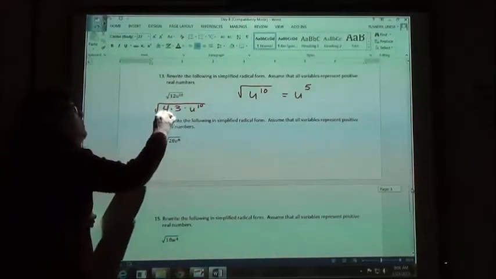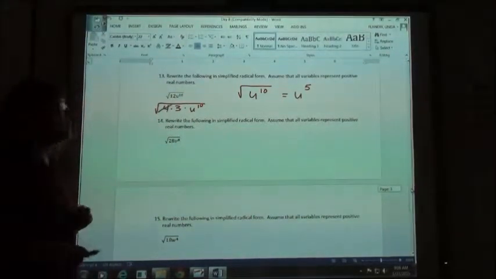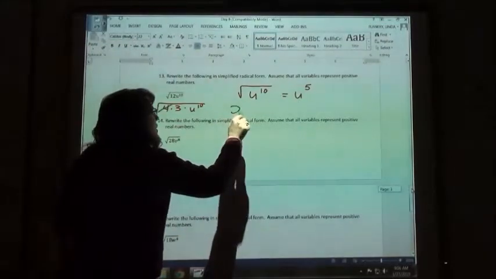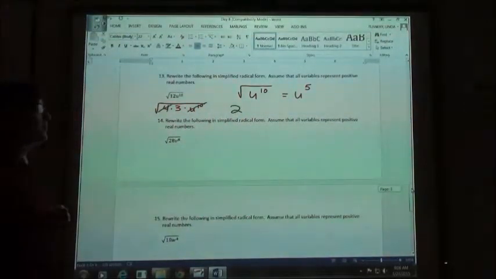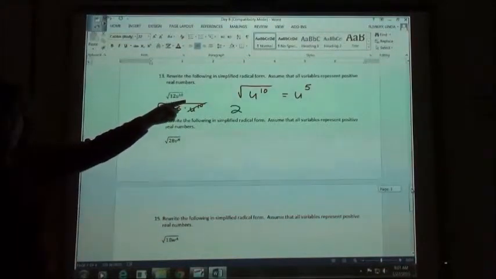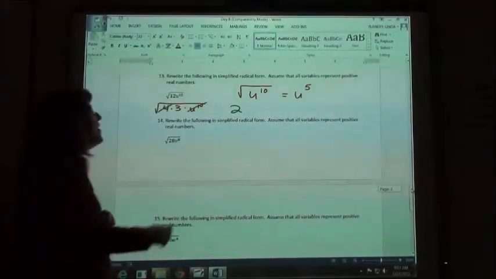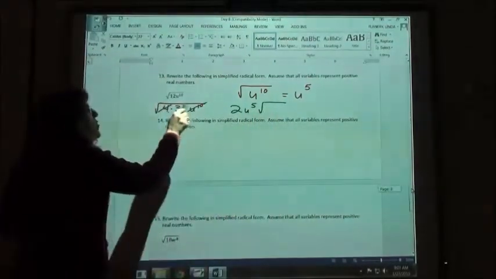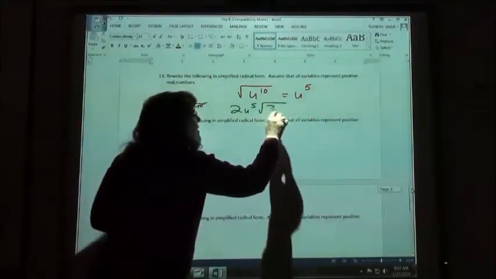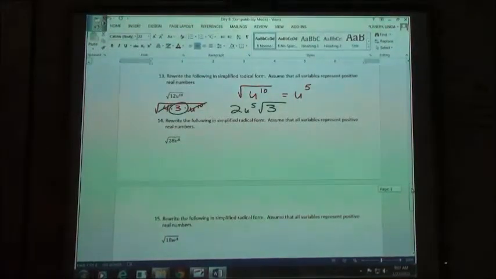So the square root of 4 is 2. The square root of our u to the 10th is u to the 5th, we just did it over here, half of 10 is 5. I can't do anything with this 3, so that has to stay underneath the square root. So I get 2u to the 5th square root of 3 for my answer.